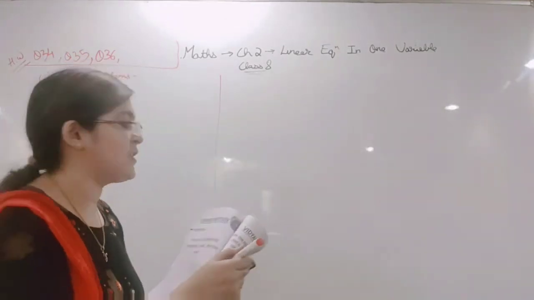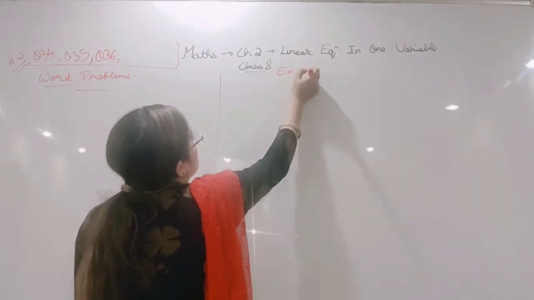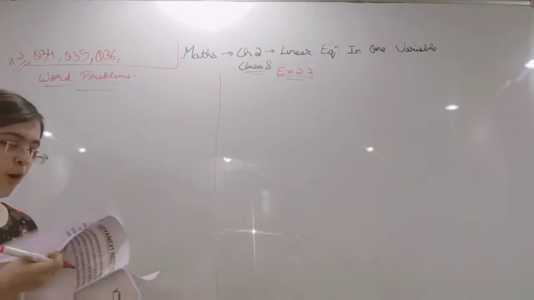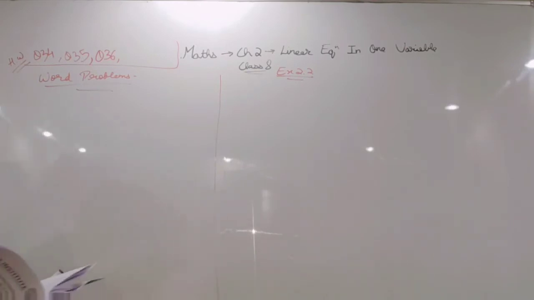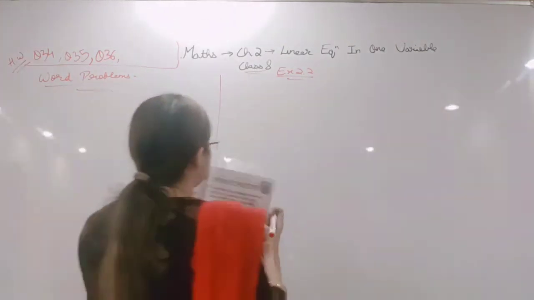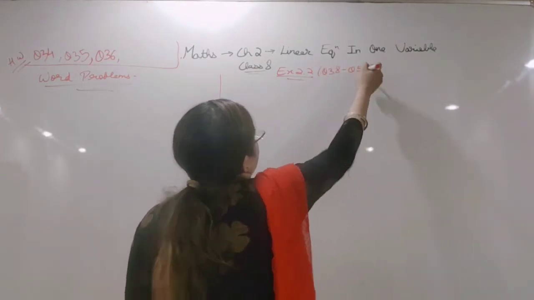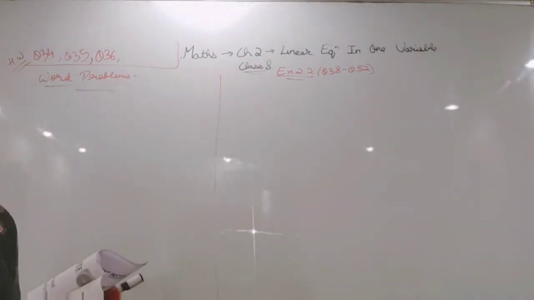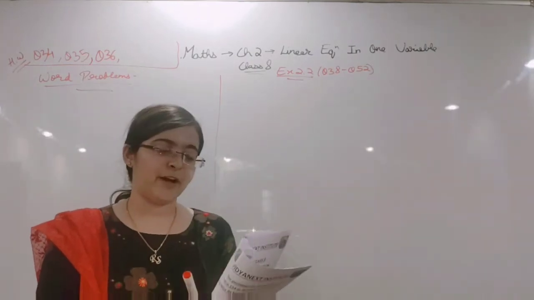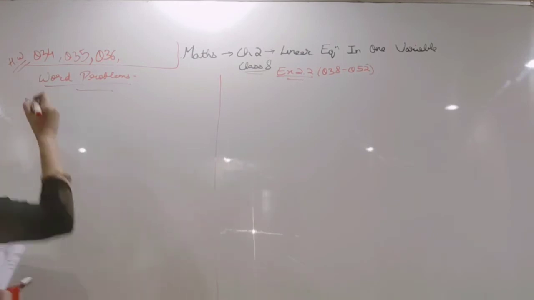So let's go on to question 38. Your word problem starts from exercise 2.2. Students, questions 38 to 52 belong to your exercise 2.2. These are all word problems. I have told you that first we solve the equations and then we will do the word problems. I am not writing the question here. All of you have the question booklet.